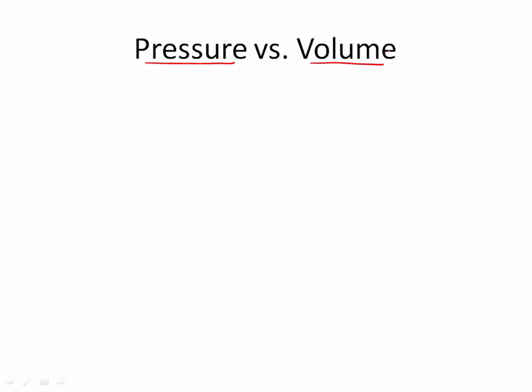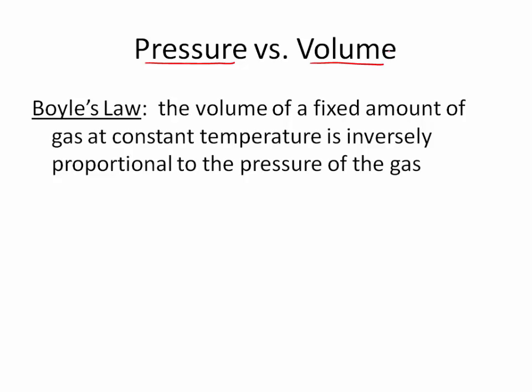You might have done a quick little experiment on this and found out the relationship on your own. This relationship is known as Boyle's law. Robert Boyle came up with this in 1662, so it's been around for a couple centuries at least. Boyle said the volume of a fixed amount of gas at constant temperature is inversely proportional to the pressure of that gas. The volume is inversely proportional to pressure.